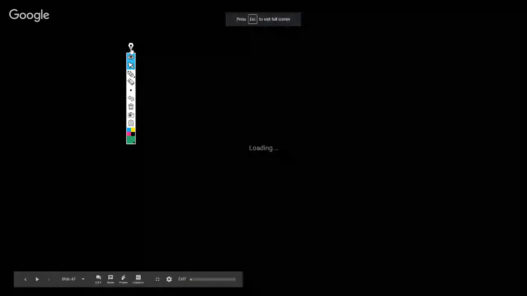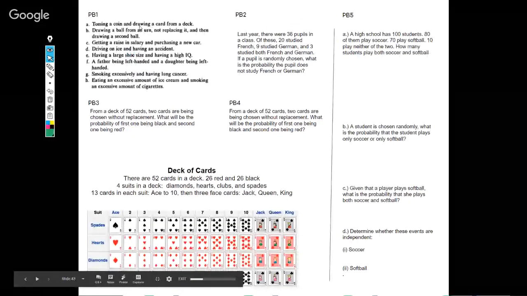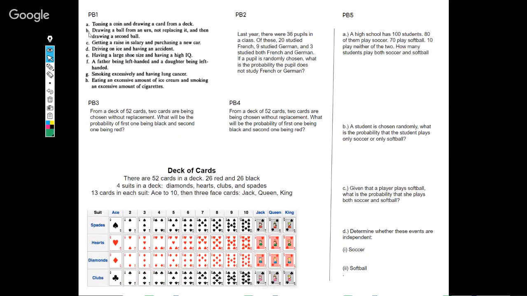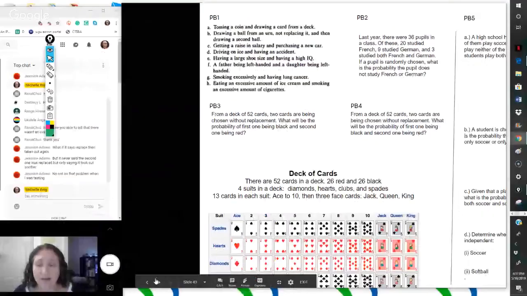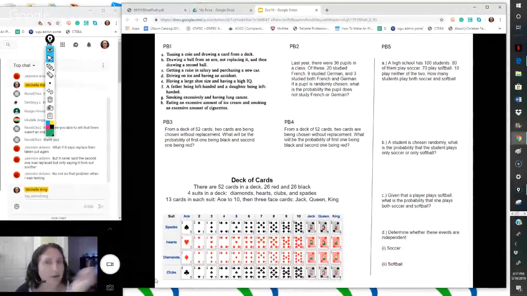Okay. So here, like letter B, we talked about in class, drawing a ball from an urn, not replacing it, and then drawing a second ball. Because it didn't replace it the first time, it becomes dependent. It doesn't matter if you replace the ball the second time because you're only drawing 2 balls. If you're drawing 3 balls, again, it's the same idea. If you take a ball and put it back, take a ball, put it back, as long as you put back every single one, it's still independent.